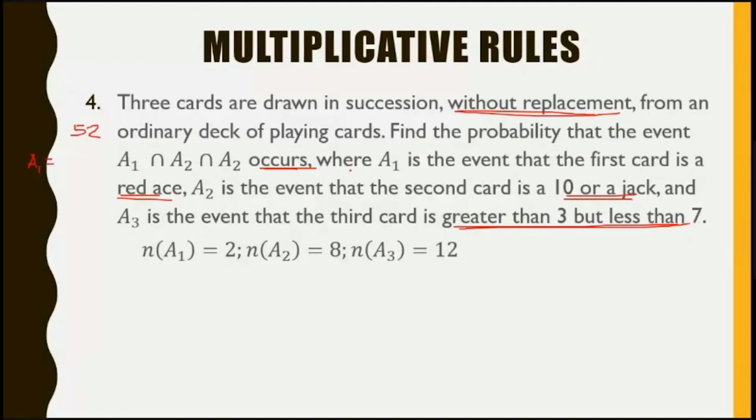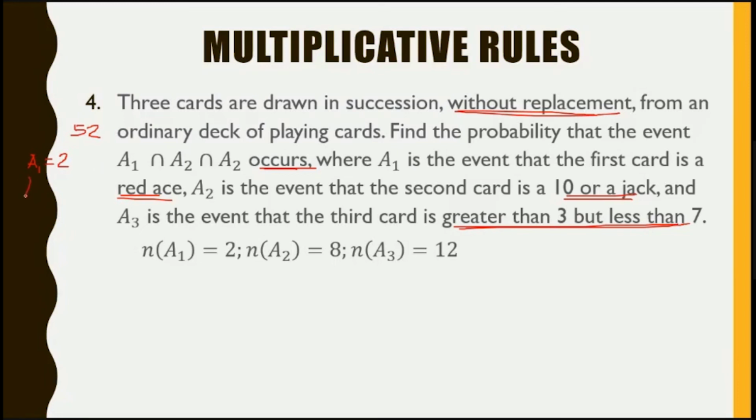The first event here is A sub 1, and the first card is an ace, right? How many aces do we have in the deck of playing cards? There are actually four aces, and we have diamonds, hearts, spades, and clubs. Two of which, the heart and the diamond, are color red. So therefore, there are two red aces in the deck of playing cards.